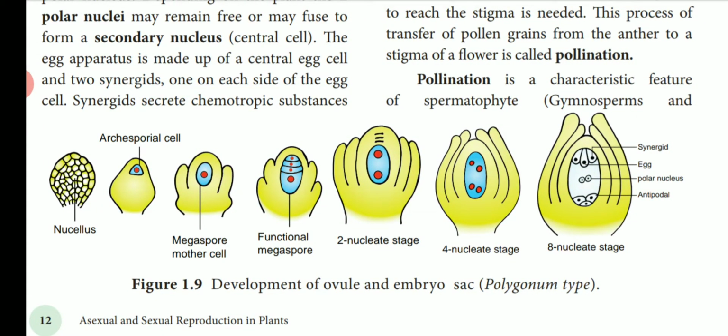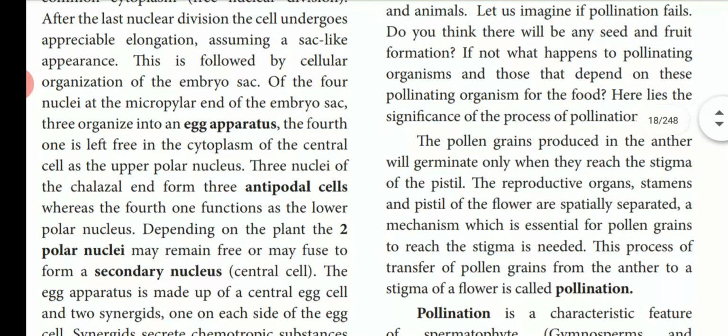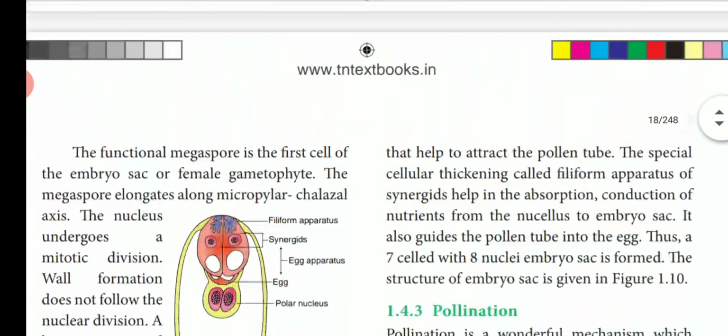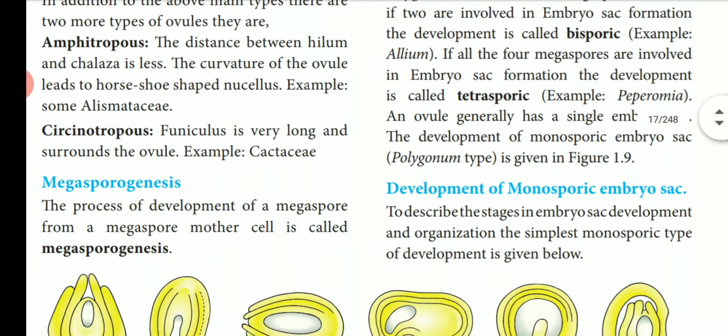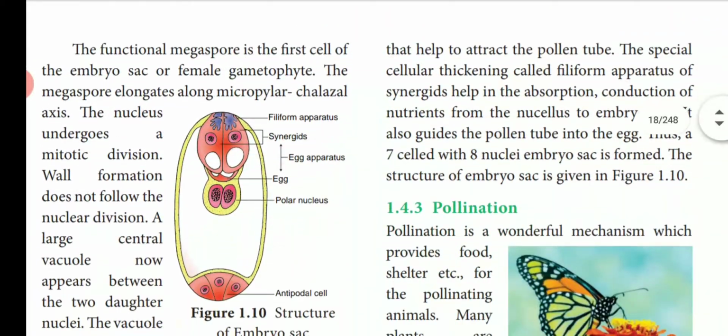Okay, so here the functional megaspore. The functional megaspore is the first cell of the embryo sac or female gametophyte. The first cell of the female gametophyte is the functional megaspore.